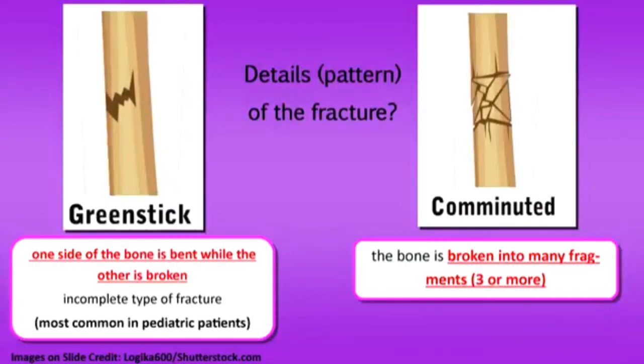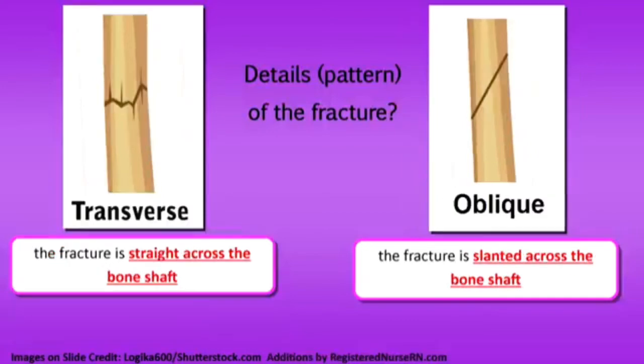Then here on the right, we have a comminuted fracture, and this is where the bone is broken into many fragments, like 3 or more. Then we can have a type of fracture known as a transverse fracture, and this is a fracture that is straight across the bone shaft. Then flip it over to the other side with the picture on the right, which is an oblique fracture. And this is a type of fracture that is slanted across the bone shaft. So it appears oblique, slanted.